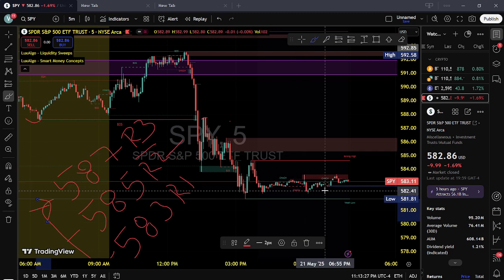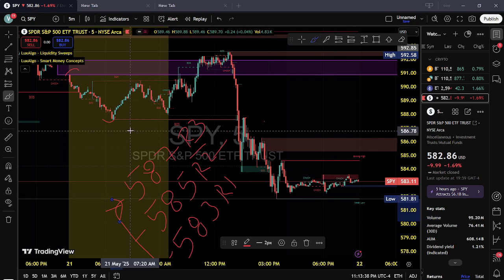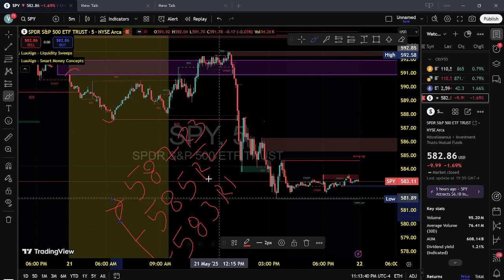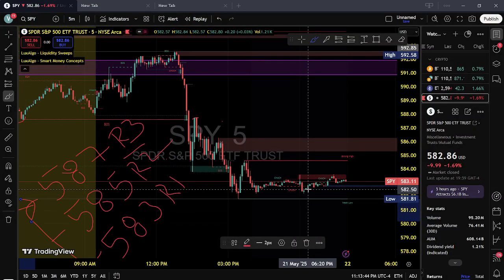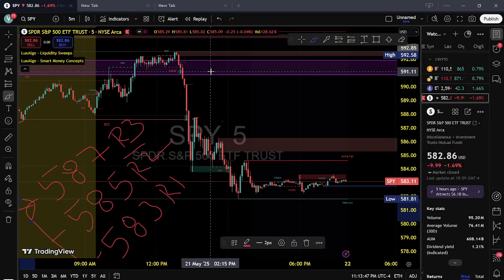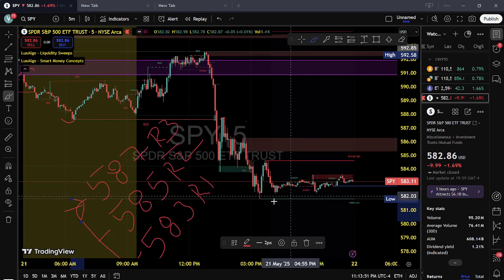And now at the close of market, what I noticed is that liquidity has tapped 581. So 581 is also tapped. What is the next level? These are your resistances. Now let's look at the support. So tomorrow morning, whatever the market opens, what will be the game plan?